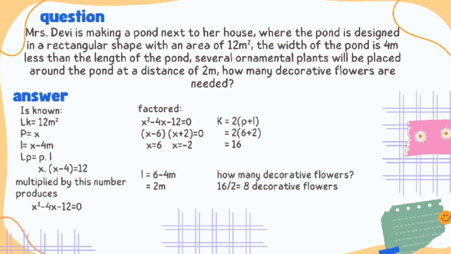Followed by finding K, the circumference of the pool, with the formula K equals 2 times (P plus L), or length plus width, equals 2 times (6 plus 2) equals 16. How many decorative flowers? 16 over 2 equals 8 decorative flowers.